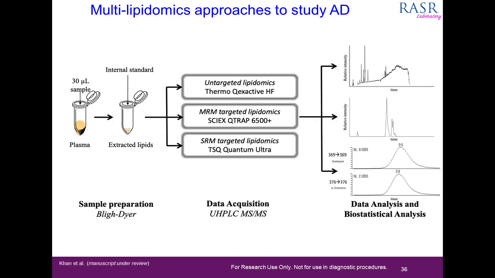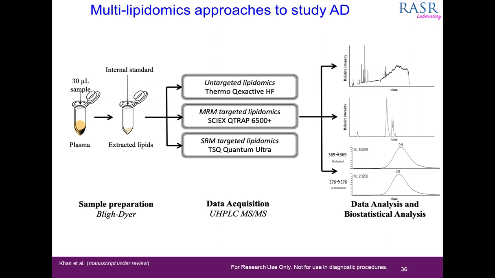So for these studies, we've been working on establishing a lipidomics platform to study lipids from human plasma. Right now we have worked out a sample preparation method that takes advantage of Bligh-Dyer, where we get our extracted lipids. Then we can take these lipids, after we spike in an internal standard, and expose them to 3 different kinds of strategies.